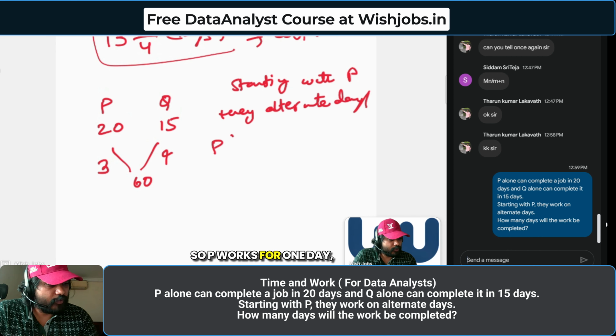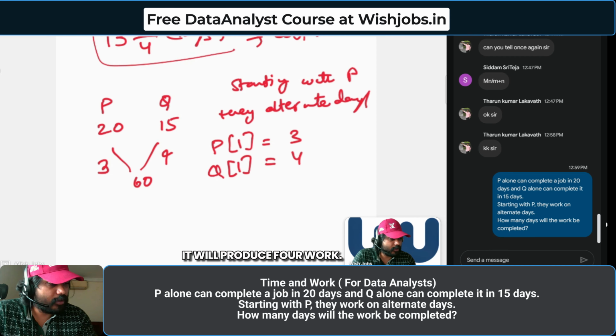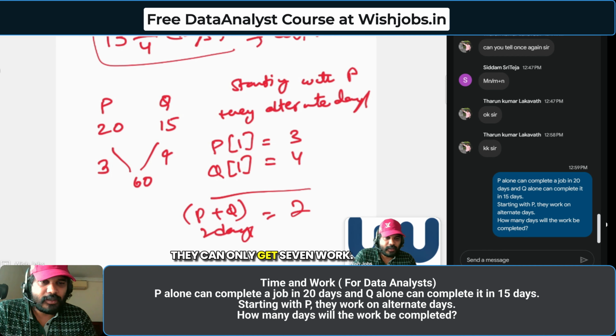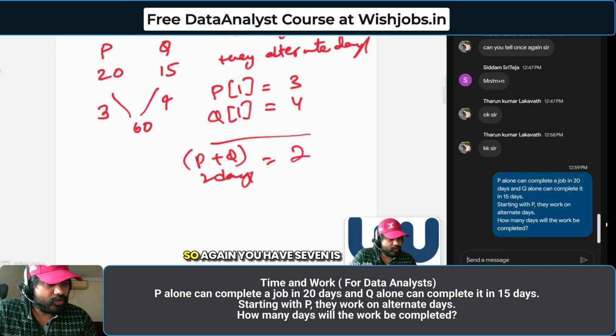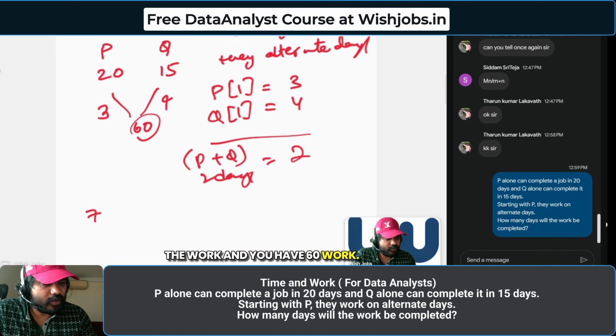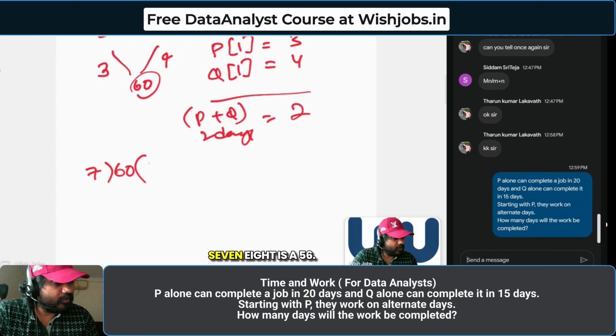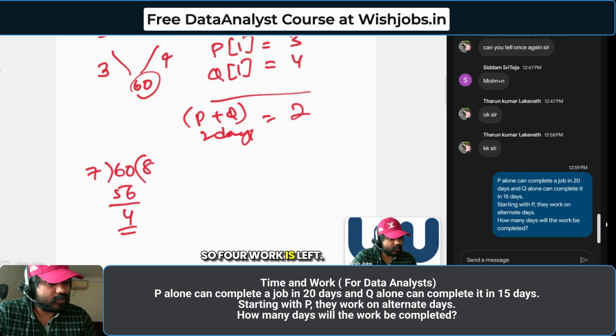So P works for one day, it will do 3 work, and Q works for one day, it will produce 4 work. So P plus Q for 2 days, they can produce 7 work. So again you have 7 as the work per cycle and you have 60 work here. You can take 7 times 8 is 56, so 4 work is left. That means they will do it for 8 times straight.